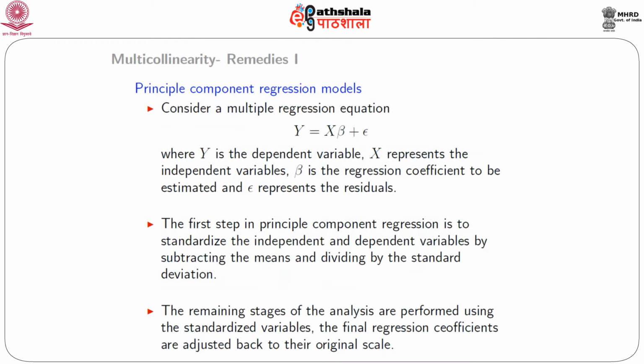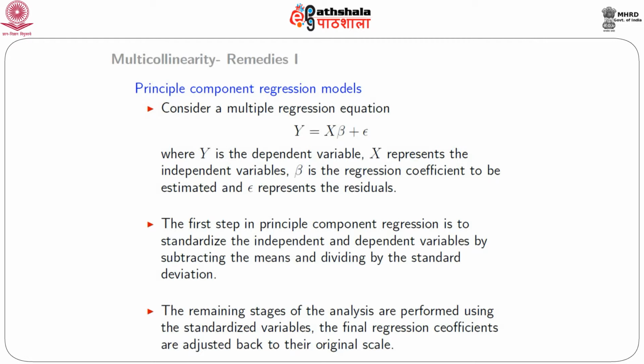Now consider a multiple regression equation given by y equals x times beta plus epsilon, where y is the dependent variable, x represents the independent variables matrix, beta is the regression coefficient vector which we wish to estimate, and epsilon represents the error terms.